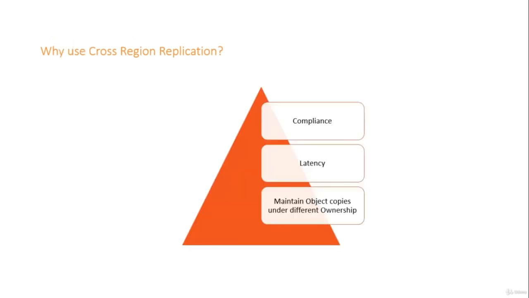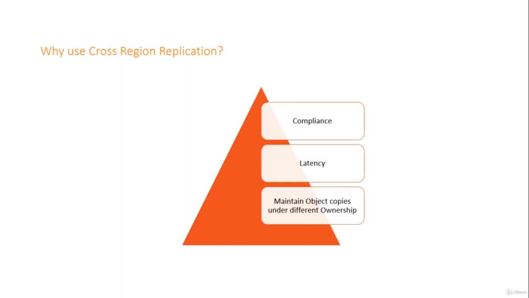Let's see some use cases of cross-region replication. At first, compliance. By default, Amazon S3 stores the data across different geographical regions or availability zones to have the availability of data. Sometimes there could be compliance requirements that you want to store the data in some specific region, and cross-region replication allows you to replicate the data to some specific region to satisfy the requirements.